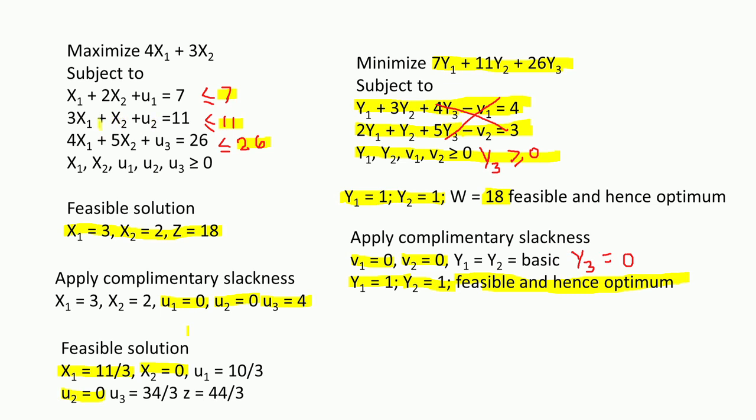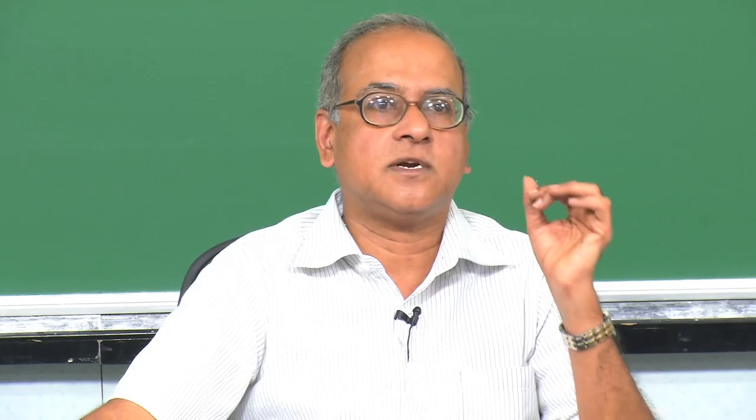be 0. Now I go back and substitute, when x1 is equal to 11 by 3, u1 will be 7 minus 11 by 3, which is 10 by 3. When I substitute here, 11 by 3 into 4 is 44 by 3, so 26 minus 44 by 3 is 34 by 3, 78 minus 44 is 34 by 3, and then objective function value is 44 by 3, 11 by 3 into 4. Now here I have a feasible solution to the primal.